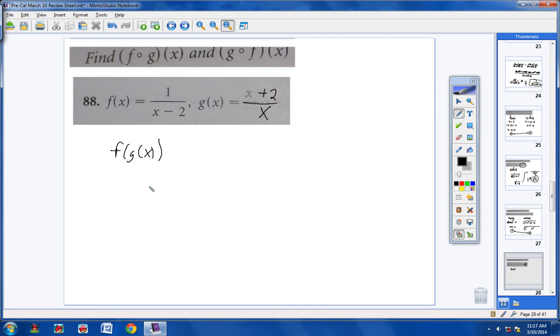Well, you take your f function, and everywhere there's an x, you put a parentheses. And then in this parentheses, I'm going to put g, which is x plus 2 over x. There we go. This is not as bad as it looks. How do you write 2 so that it has a denominator of x? Well, think about it, guys. It's not that bad.